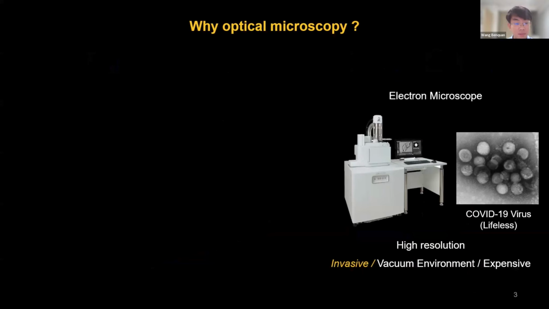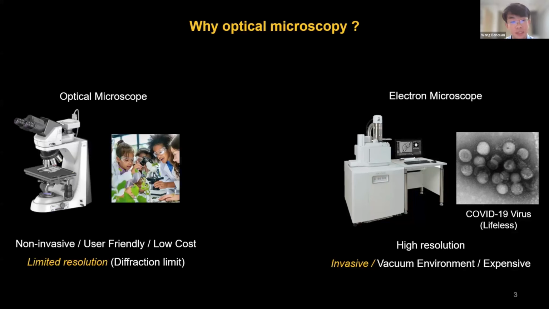So let's have a specific example. Considering that you want to characterize a biology sample, let's say a virus, and this is an image of the COVID-19 virus under the electron microscope. It is a high-resolution image, but unfortunately, the moment you saw this image, this virus had been killed due to the high-power electron beam. In contrast, the optical microscope is a non-invasive technique, and it is user-friendly. Even a schoolboy can play with that, and it is low cost, but with limited resolution.